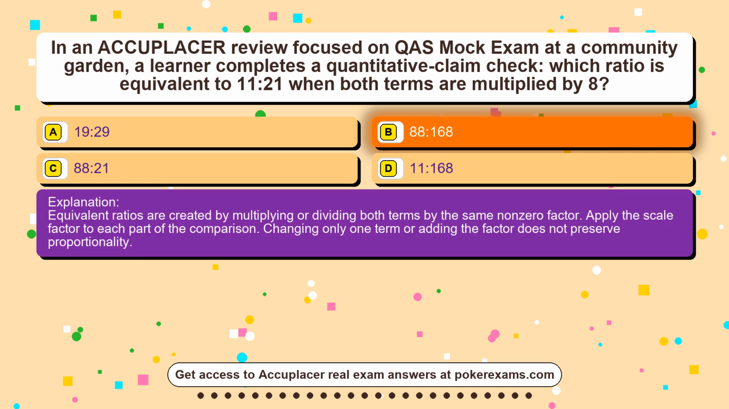Equivalent ratios are created by multiplying or dividing both terms by the same non-zero factor. Apply the scale factor to each part of the comparison. Changing only one term or adding the factor does not preserve proportionality.